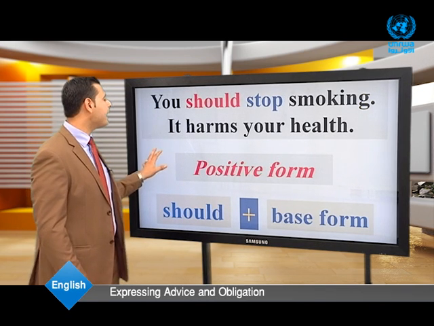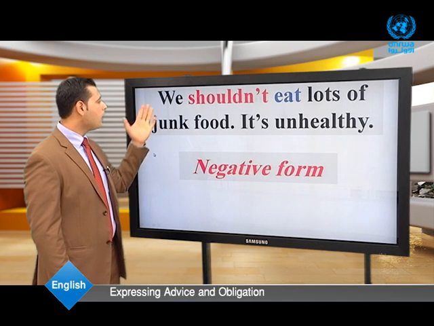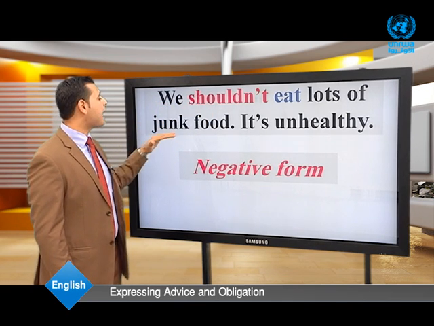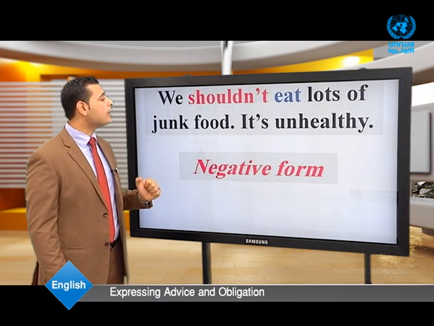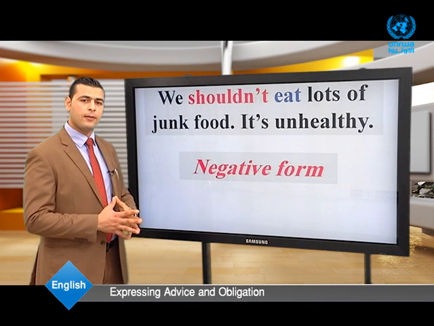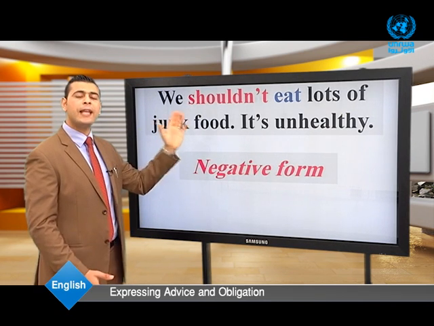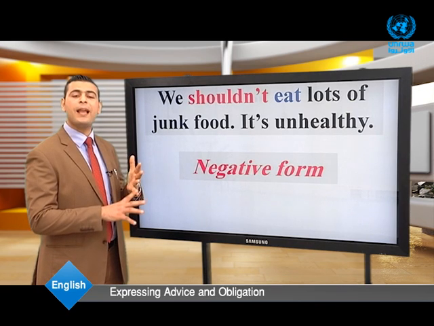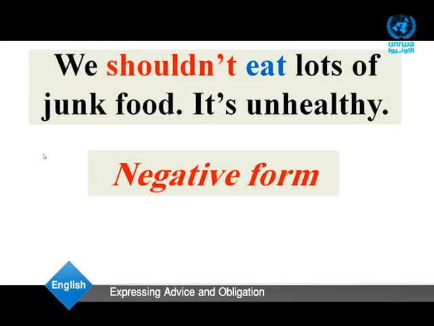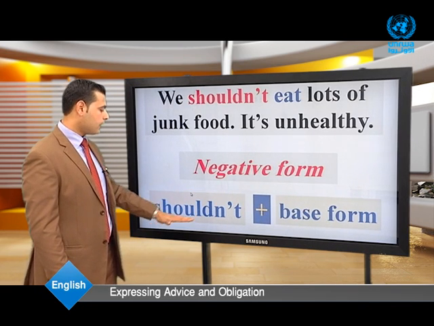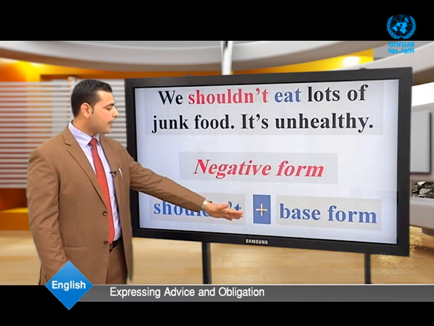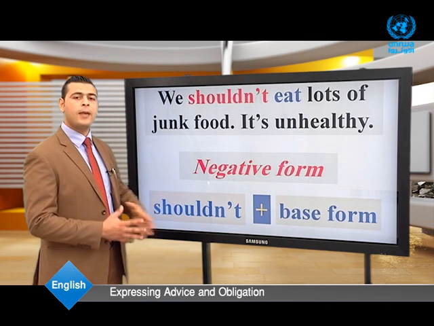Let's move to the negative form of should. We shouldn't eat lots of junk food. It's unhealthy. Dear students, here we have you shouldn't. It means we use should plus not. You shouldn't eat. We said before, after should, we use the base form of the verb. So, we form the negative form of should like this: should plus not, or shouldn't, plus the base form.